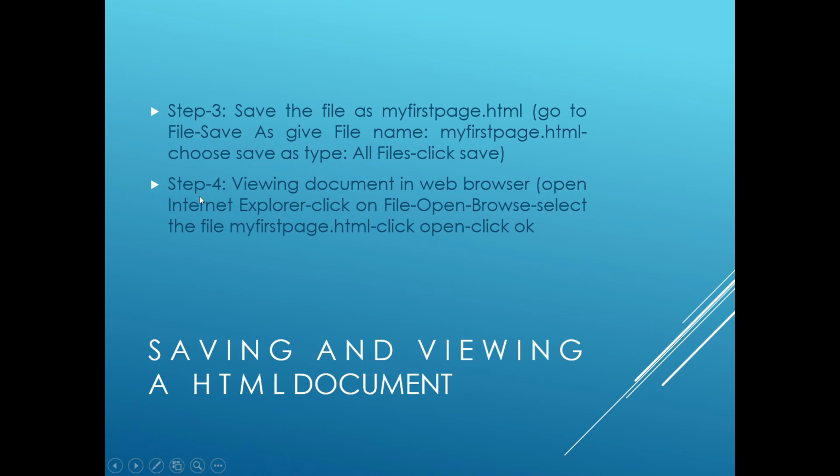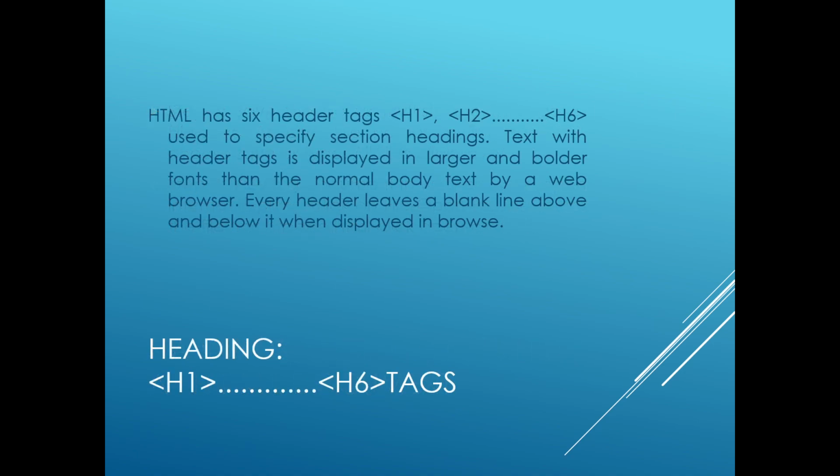And the last step is viewing the document in the web browser. Open Internet Explorer, click on file, open, browse, select the file myfirstpage.html, click open, click OK. If you are using any editor like Visual Studio or some other editor, you can copy the path of the file and paste it here, and you can see the web page you have made. Let's move on.